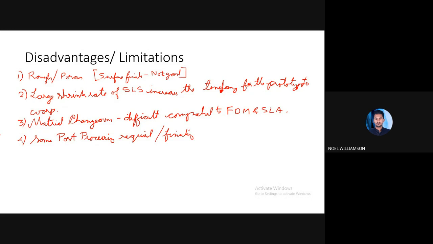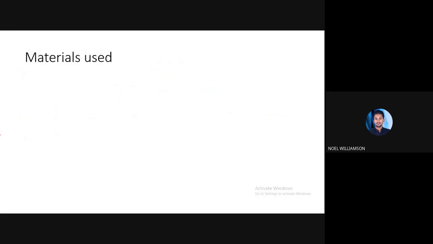Now we will see what are the main materials which can be used for the process. Mainly three. First one, polyamide, then polystyrene, one more, nylon. Not only these, there are many, plenty are there. These are the main ones. So these are the materials used for selective laser sintering. So this is about selective laser sintering.